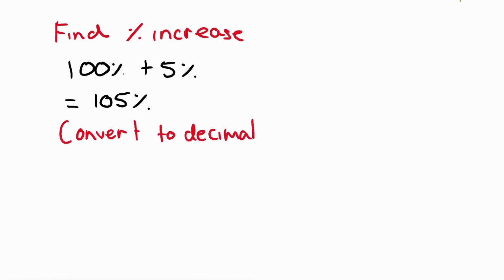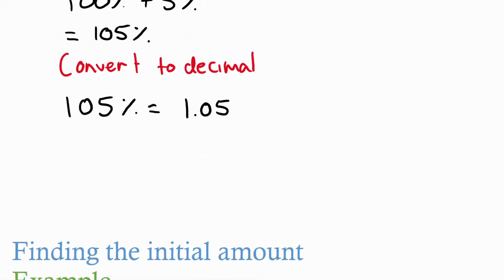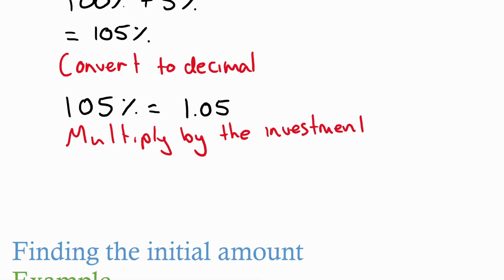Now that's really easy. You just divide it by 100. Or, how I like to do it, if we have 105%, this is going to equal 1.05 as a decimal. You just put a dot after the 1. The next thing we want to do is multiply this by the investment. So we'd have 8,000 times 1.05.